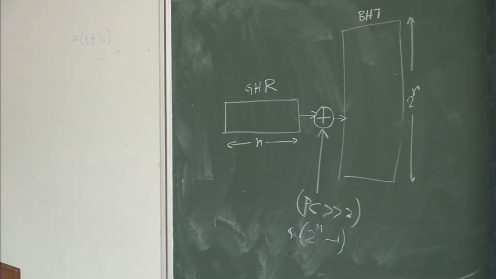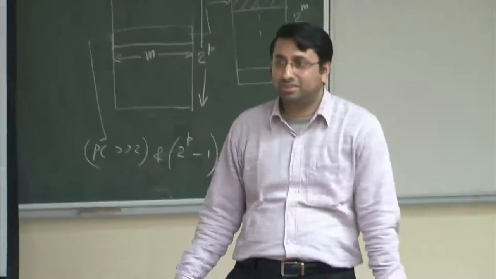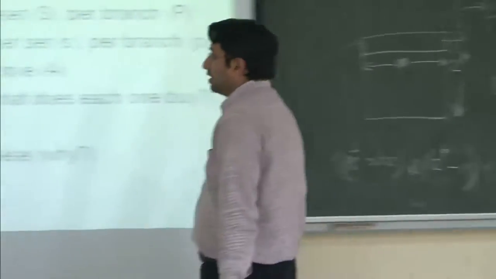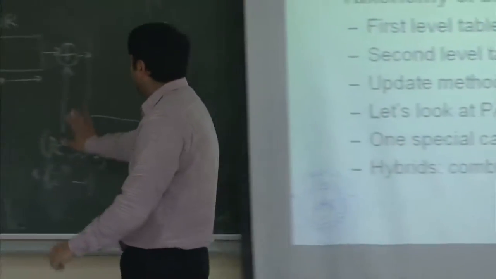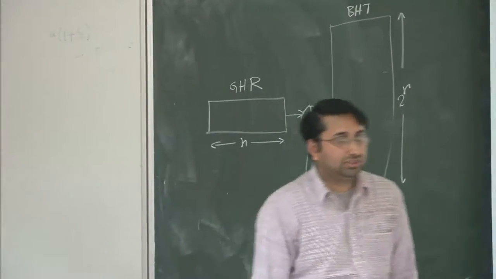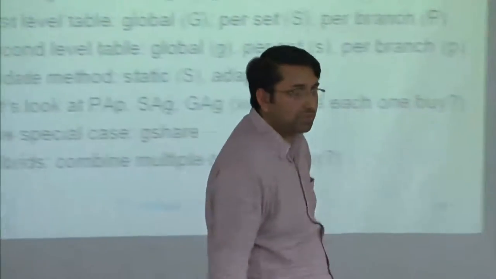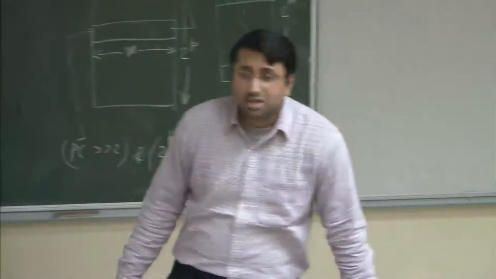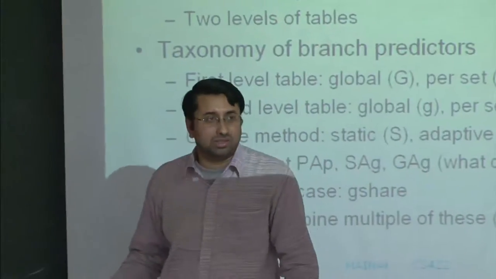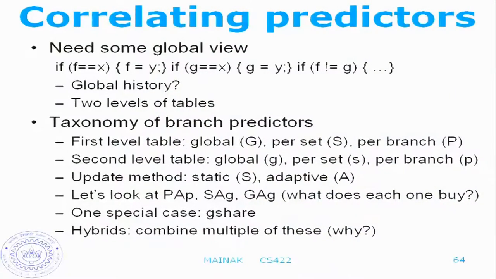What is it trying to do? Why do I bring in the PC? What do I lose in a global predictor? Suppose I don't have a PC. I have the GHR and the branch history. What is it that I lose? Branch-wise prediction, right? I really don't have any learning about the local history of a branch. So I'm just trying to introduce some flavor of that by XORing it with the PC.